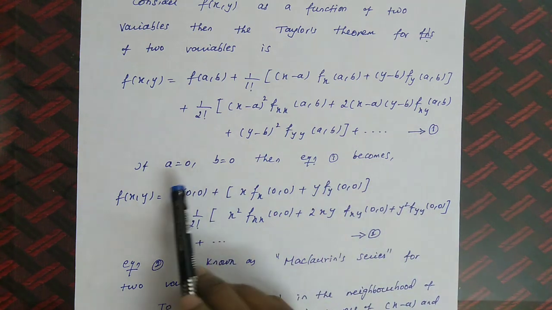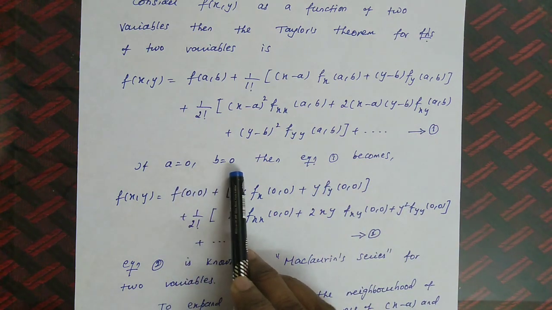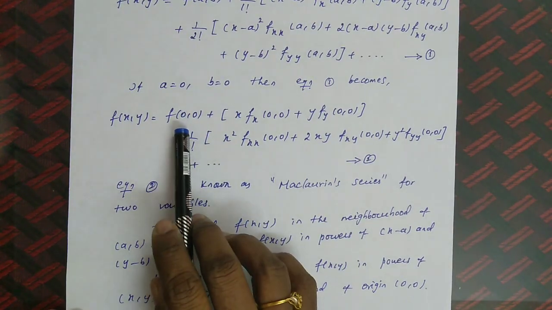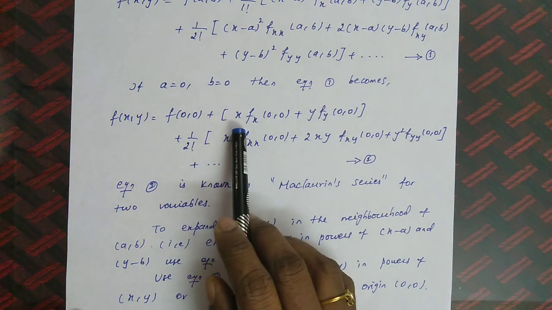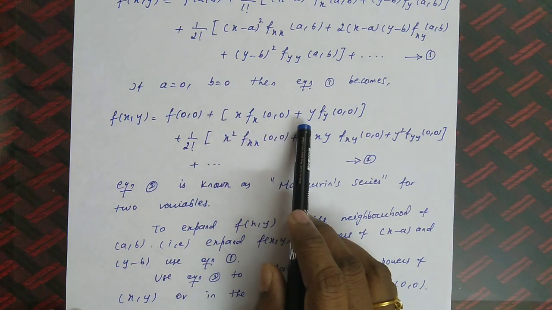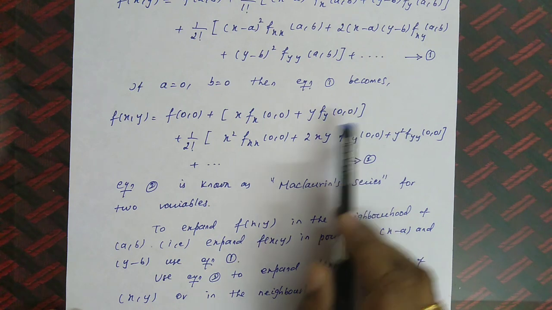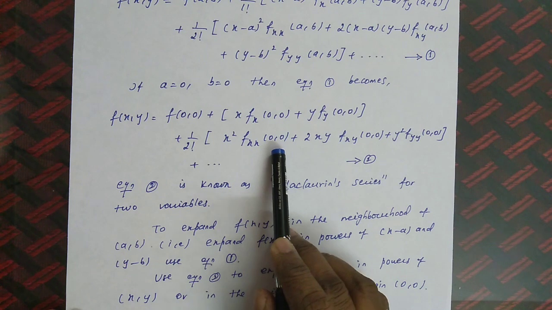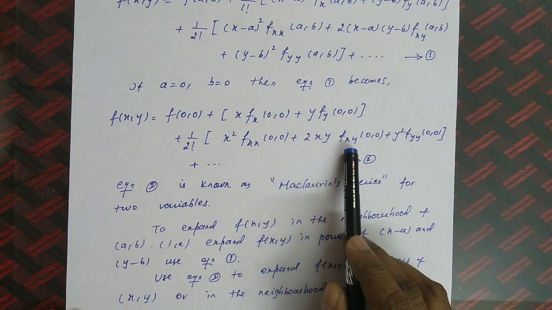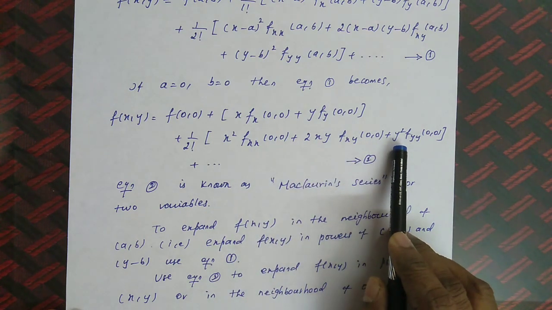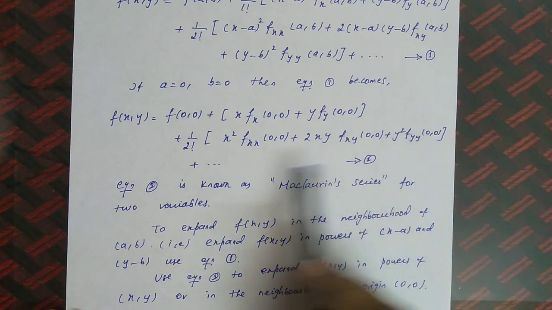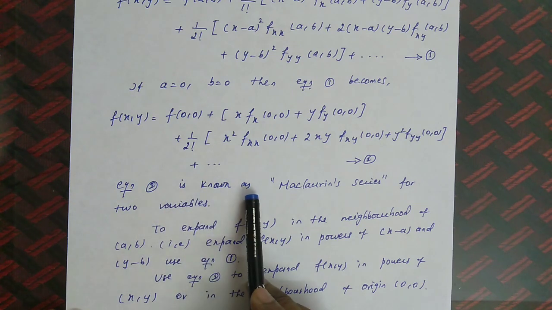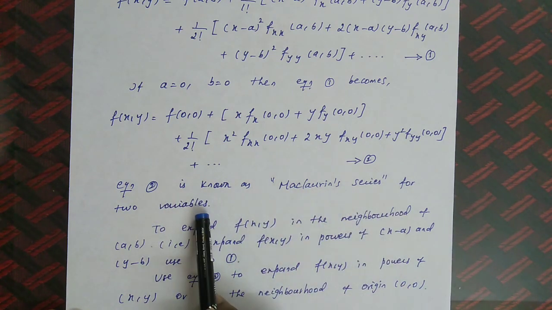In this equation, if a equals 0 and b equals 0, then equation 1 becomes f of x comma y equal to f of 0 comma 0 plus x into fx of 0 comma 0 plus y into fy of 0 comma 0 plus 1 by 2 factorial into x square fxx of 0 comma 0 plus 2xy fxy of 0 comma 0 plus y square into fyy of 0 comma 0 plus etc. This is our equation 2. Equation 2 is known as Maclaurin's series for two variables.